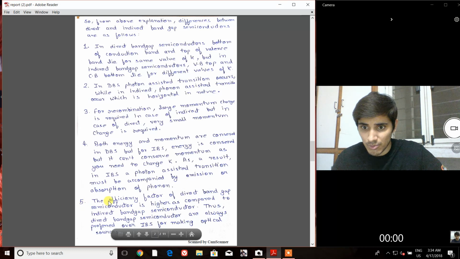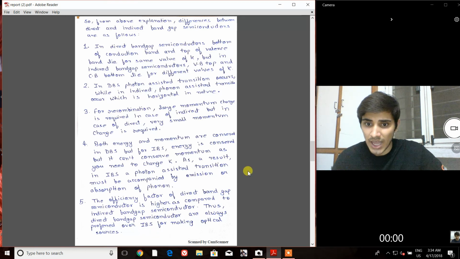Now the final point, the efficiency of direct band gap semiconductors is higher as compared to indirect band gap semiconductors. For this reason direct band gap semiconductors are always preferred over indirect band gap semiconductors for making optical sources.